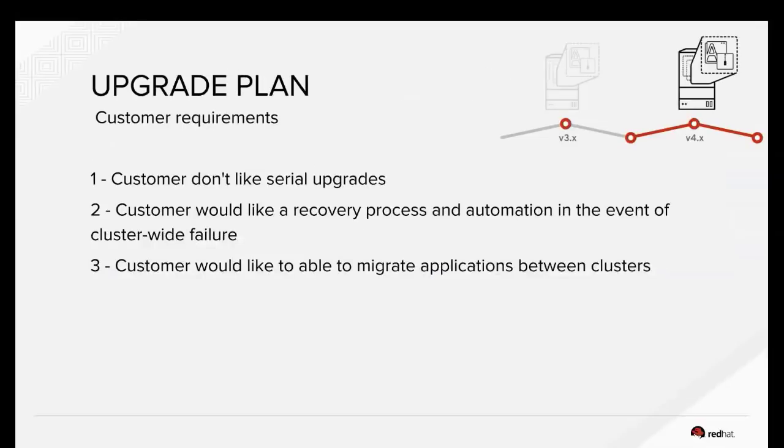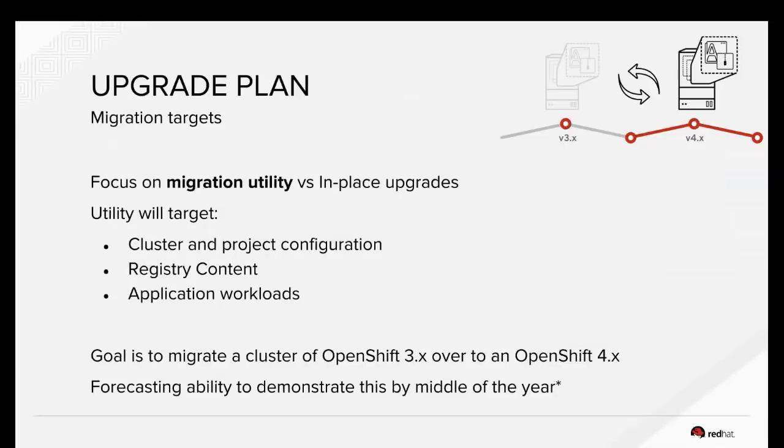All right, so let's talk a little bit. Last thing I want to talk with everybody about for 4.0 is the upgrade plan. Some of the feedback that we've gotten from customers is that customers don't like to do serial upgrades. Who does? Customers would like to have a recovery process and be able to automate rollback if there's some kind of failure. And the other bit of information that we got is customers would like to actually migrate applications between different clusters, right? So what that leads us to is, maybe the in-place upgrade isn't the way to do it. A migration utility might be a much better solution, right?